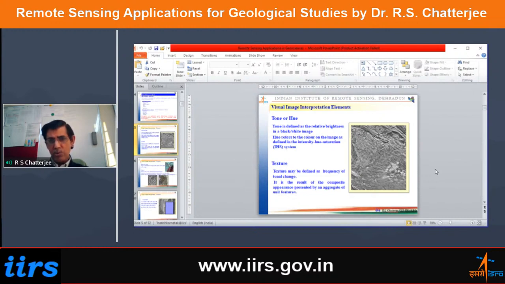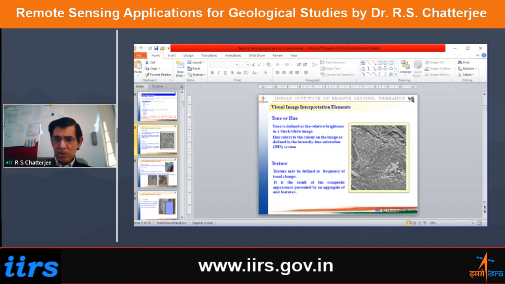Here, what we have shown on the right side is a black and white image, but it is most important when you will be interpreting the image texture. And what is texture? Texture is defined as the frequency of tonal change, and it is the result of the composite appearance of the unit features. Now you see in this particular illustration, the tone is more or less bright to moderate, isn't it? It is not dark after all. But here the texture is different at different parts.